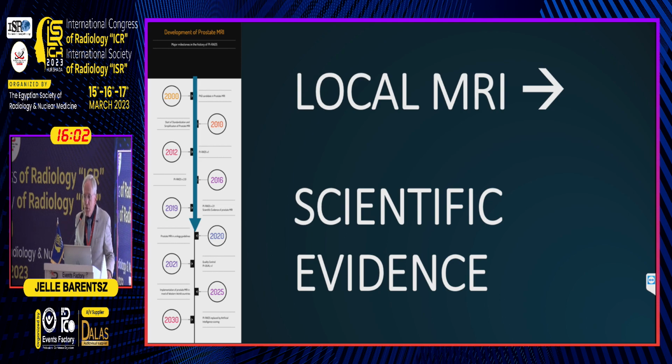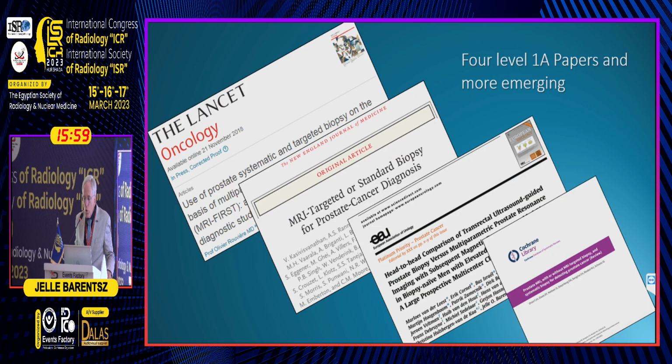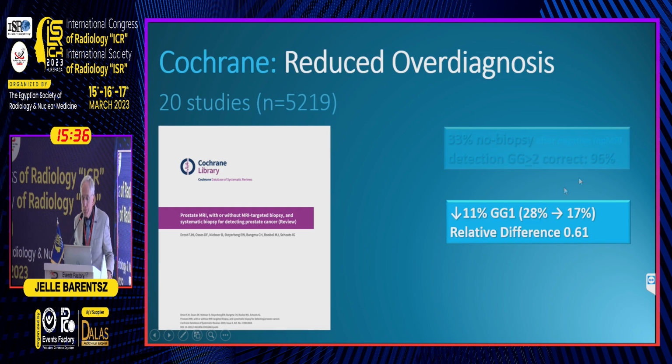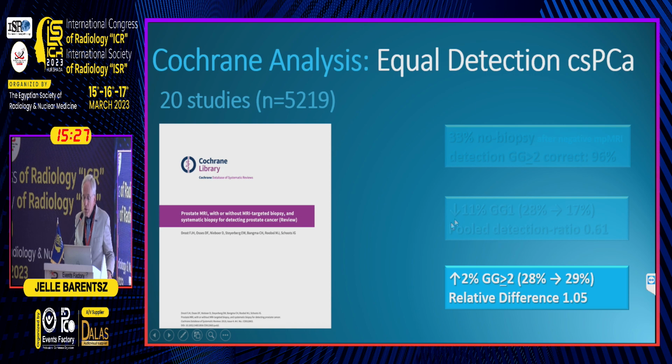Now, what is the scientific evidence of local MRI? There were many keynote level 1 evidence papers which led to the change of the guidelines. There was a Cochrane analysis. With MRI, instead of systematic biopsy, you can avoid biopsy in 33% of men, with a very high sensitivity in detecting significant cancer, 96%. There was a significant decrease in the detection of insignificant cancer. And the detection of significant cancer was equal to systematic biopsy. So MRI has a lot of advantages.